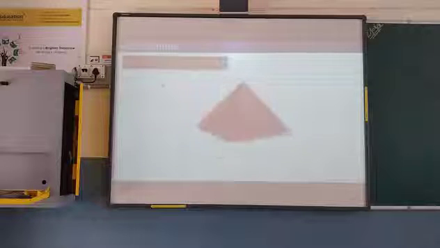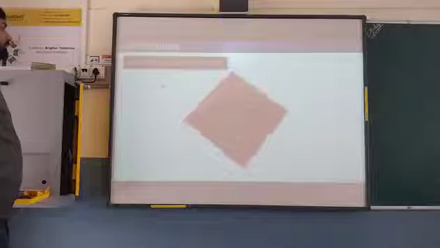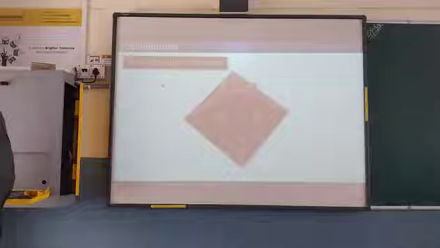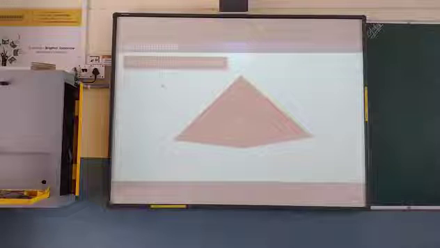Now, let's take a non-regular polyhedron. For this polyhedron, the top vertex is formed by four faces. In comparison, each of the bottom vertices is formed by three faces.